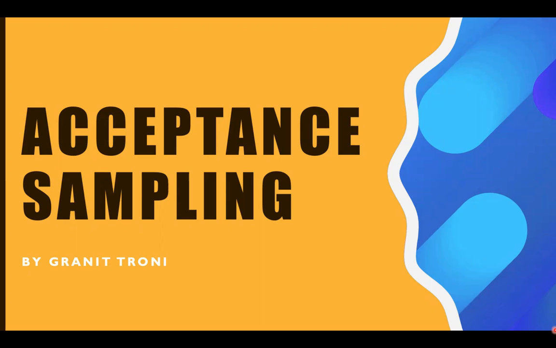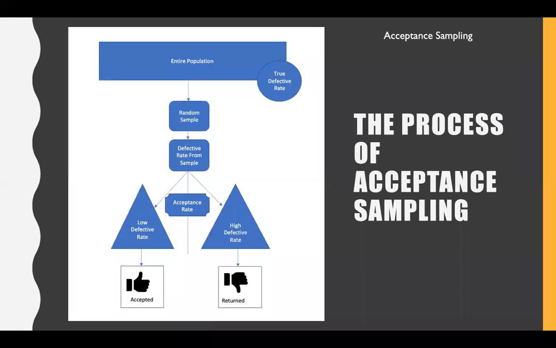Now, this was originally applied in World War II by the US military, and they basically received a shipment of ammunition to go to war, and there lay a true defective rate unknown to them. So what they did is simply take a random sample because they can't go and test all the bullets, and then they'd be left with no bullets.